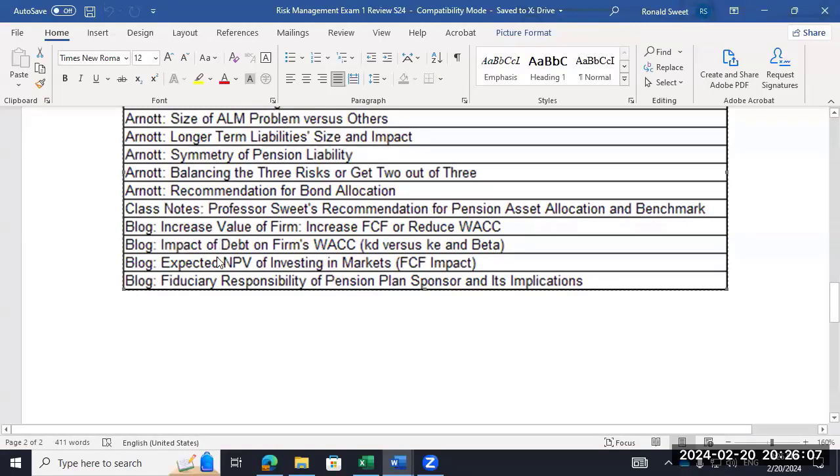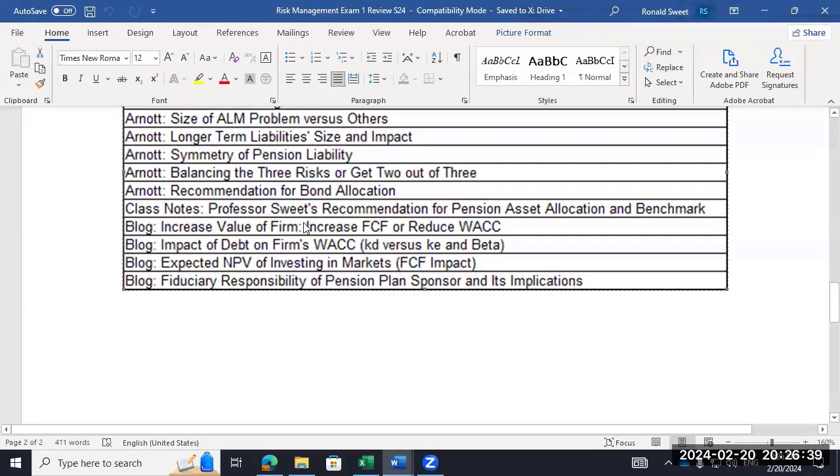And then this last part gets a little tricky, but how do you increase the value of the firm? Increase free cash flow, or reduce the WACC. If you have a pension plan, you're increasing your WACC a bunch. Why? Because that's essentially debt, but it's debt that is extremely systematic. So you want to talk through that. That's what this part is. This is not just the impact of debt, but specifically pension plans. Remember, it's not just regular debt, it's long duration with the COLA. It's an extremely high beta debt.